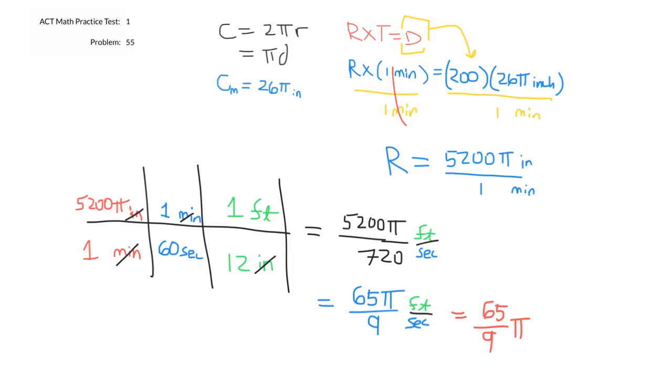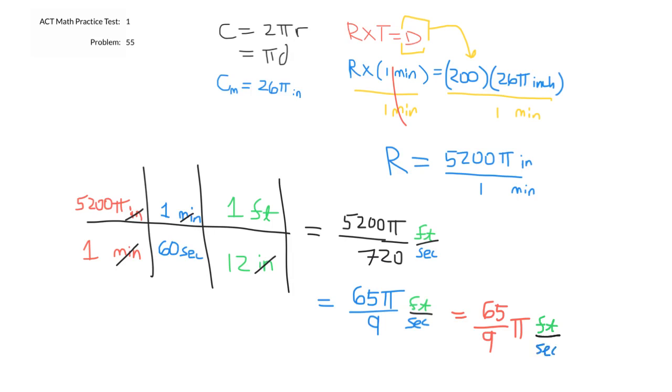And another way of representing that is this, 65 over 9 times pi over 1, because every number has secretly a 1 underneath. So if you have multiplication in the numerator, just know that one of those numbers that's being multiplied on top could be represented as hanging off to the side like that. And just to be thorough, I'll also continue to write feet per second.